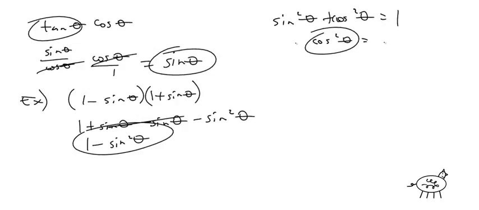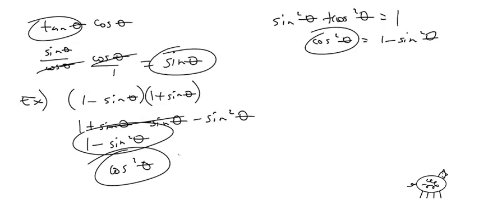Okay, so we've just simplified that to cosine squared of theta. Okay? And again, tomorrow, or in a day or so, you're going to be given a function, and you're going to have to prove that one side equals the other side. Okay? Let's try another example.